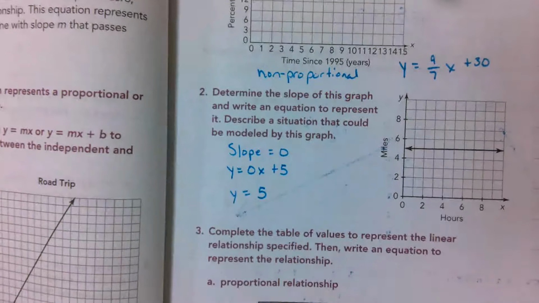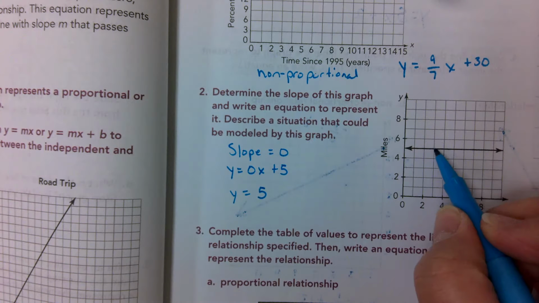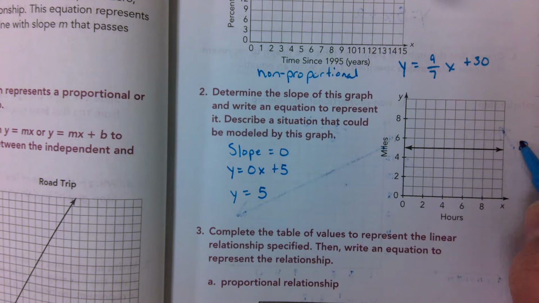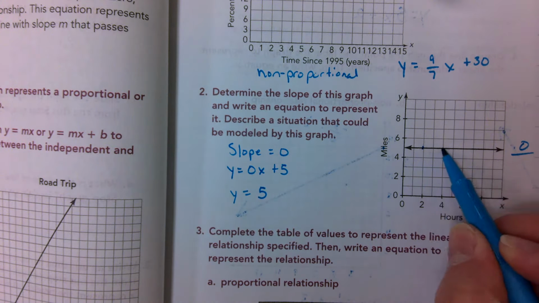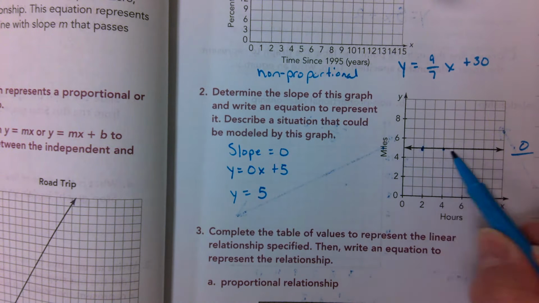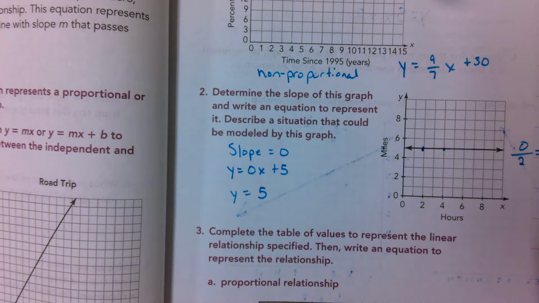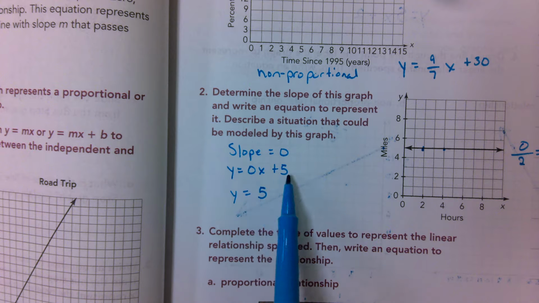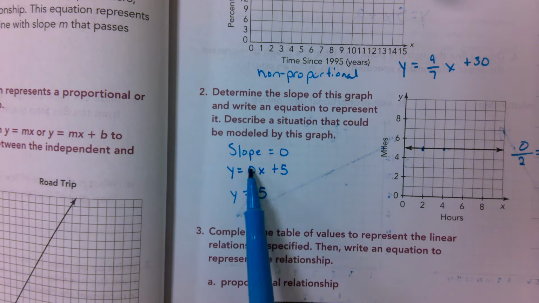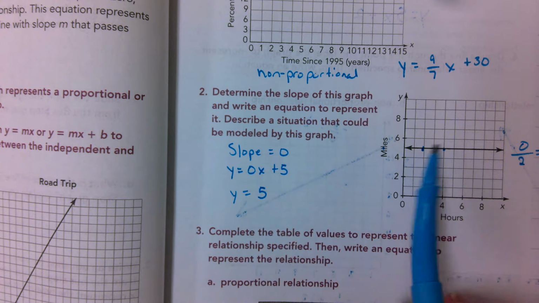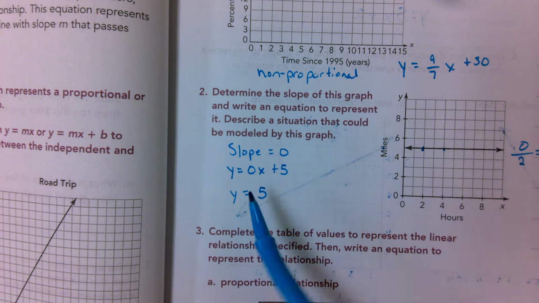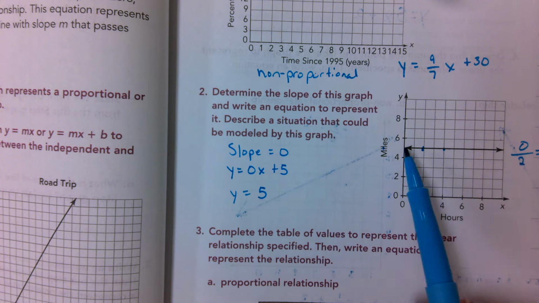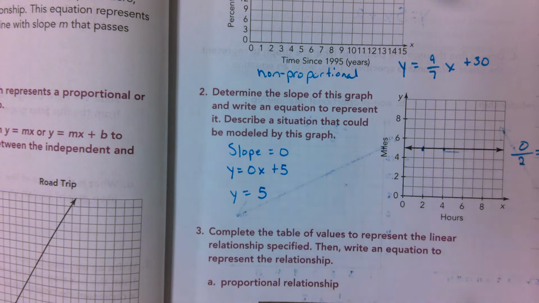All right, determine the slope of this graph. So we're not able to rise. There's no rise. So that's 0 over however many you want to run. We could go from here to here. We're running 2, up 0 over 2. 0 divided by 2 is 0. So our slope is 0. Our equation, y equals 0x plus 5. 0 times anything is 0. We don't write that. So when I have a horizontal line like this, it's going to be in the form of y equals whatever that constant is. And so for this case, it's 5.